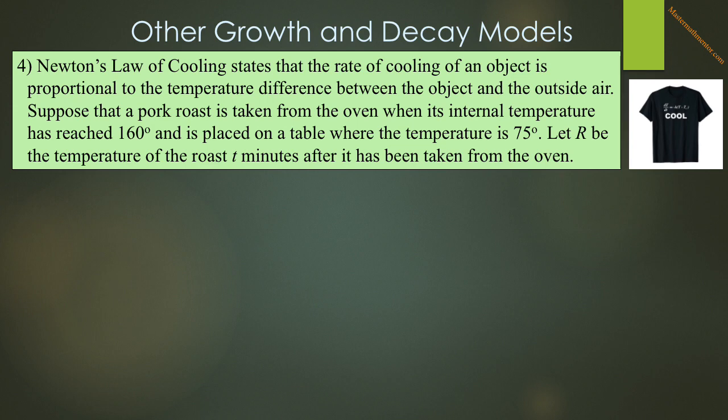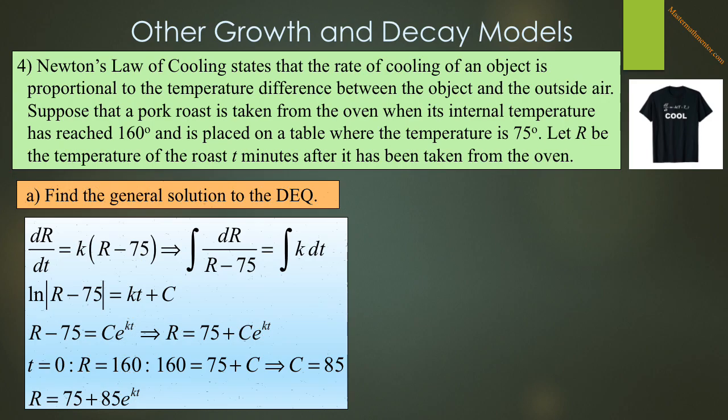Suppose that a pork roast is taken from the oven when its internal temperature has reached 160 degrees and is placed on a table where the temperature is 75 degrees. Let R be the temperature of the roast t minutes after it has been taken from the oven. We first want to create and then find the general solution to the differential equation.